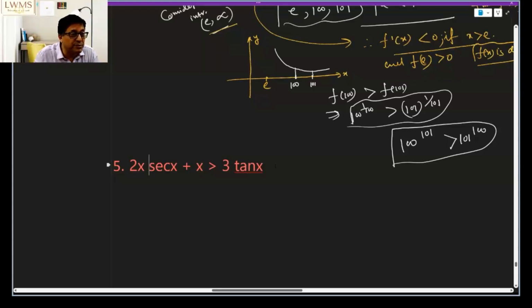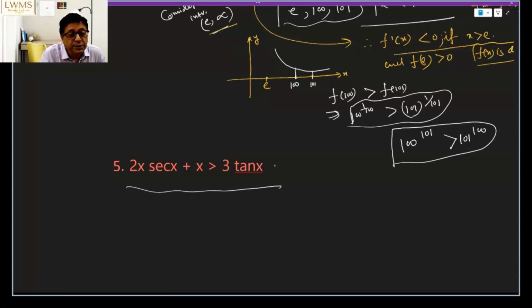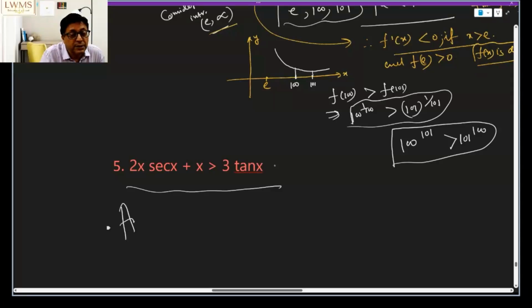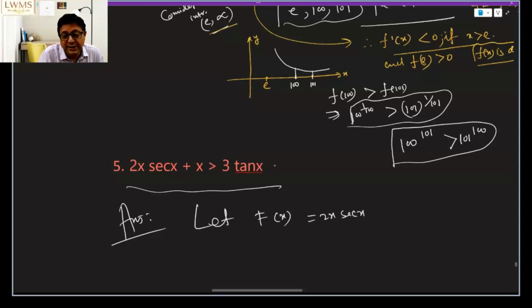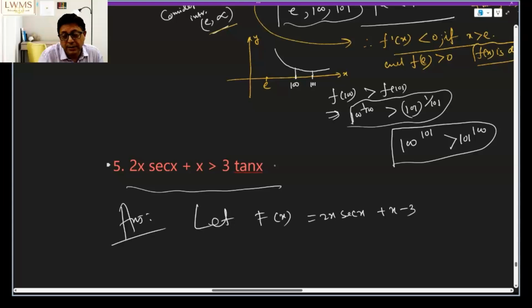Sometimes you have to manipulate also with the terms. Let me show it to you. You start the same manner. Let f(x) equal to 2x sec x minus 3 tan x. So what about f dash x?